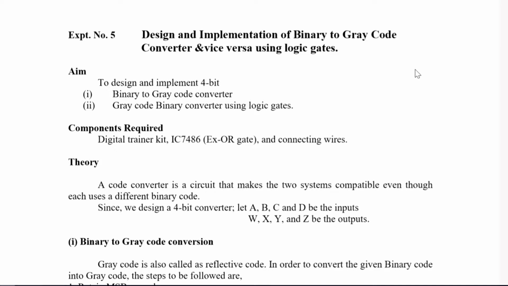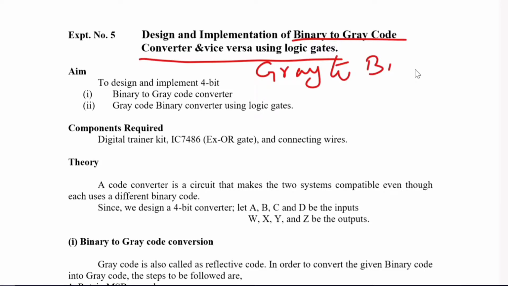First, I will explain the design and implementation of binary to gray code conversion. The title is Design and Implementation of Binary to Gray Code Converter and vice versa using logic gates. What's the meaning of vice versa? Those who don't understand may write it as gray to binary, binary to gray and gray to binary code conversion using logic gates. So this is our aim. You have to write the aim as it is.